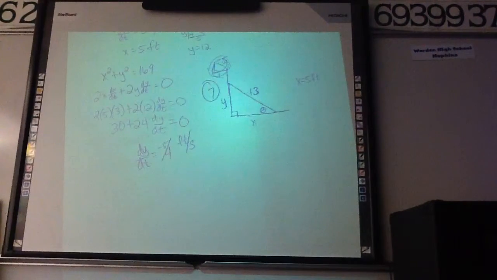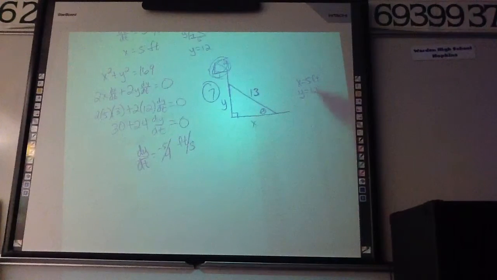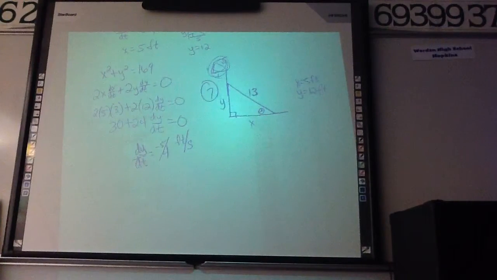Wouldn't x be constant? No, because it says when it's at 5. These change because the ladder's sliding, but it's asking for the rate that they're changing when those are that. You can't just say x is 5, y is 12, find theta. That's just going to give you the angle at that instant. It's not going to give you how fast it's changing. So you have tangent theta equals y over x.